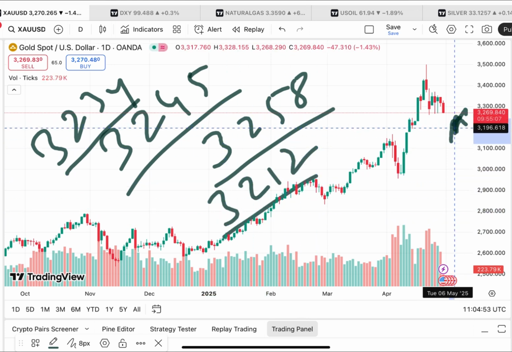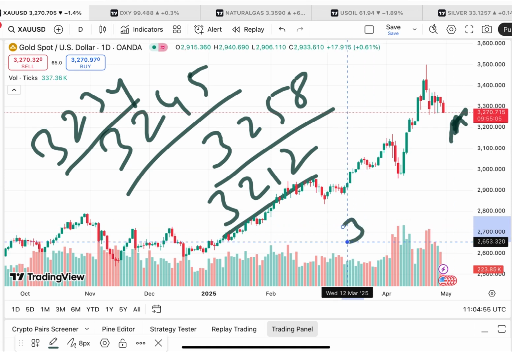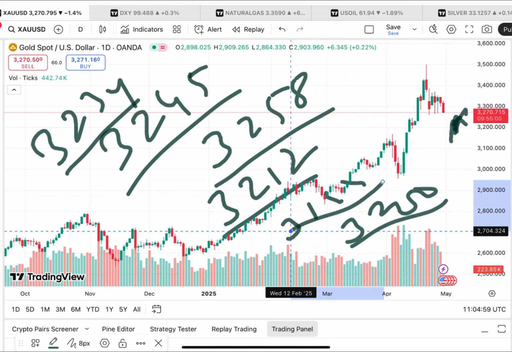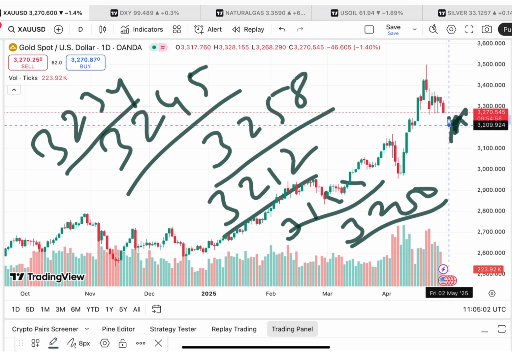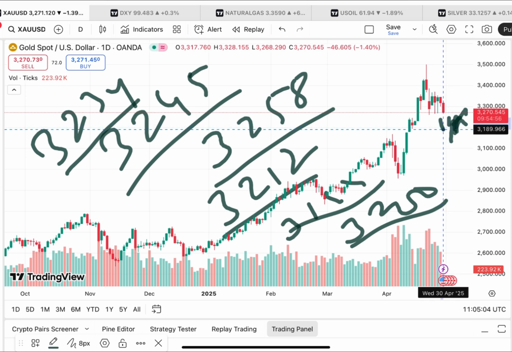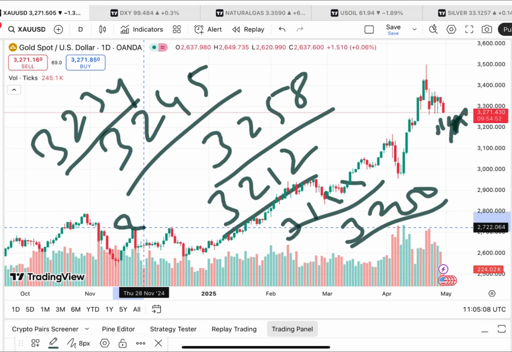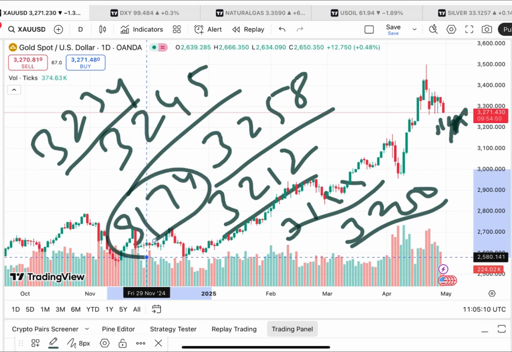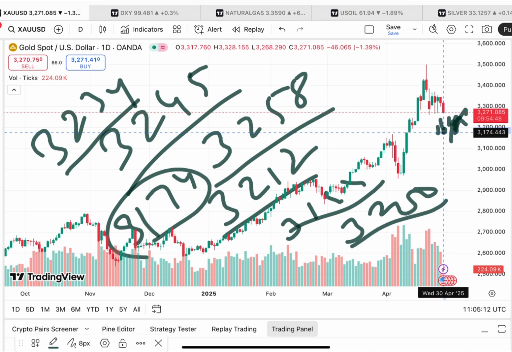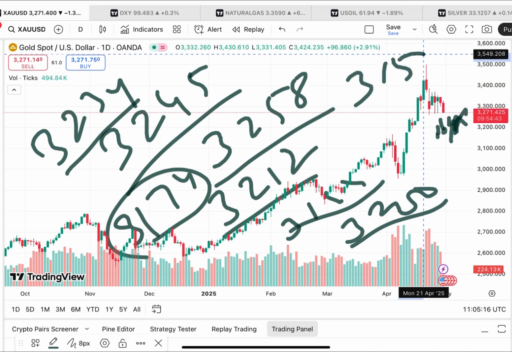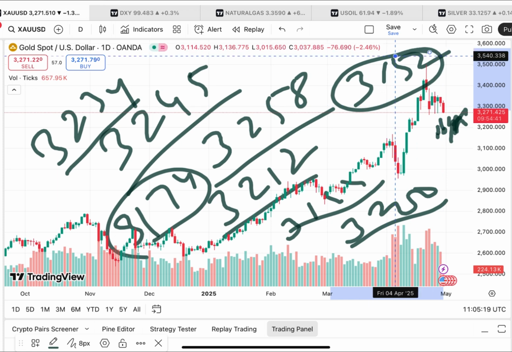Okay, and once the price falls below 3212, chances of falling below a level of 3200 we can see, and then it can touch a level of 3194. Okay, and if the price falls below that particular level, we will see the price fall further down towards a level of around $3174. Okay, and if the price falls below a level of 3174, a further downfall we can see towards a level of 3152. Okay, these are the supports I have told you.